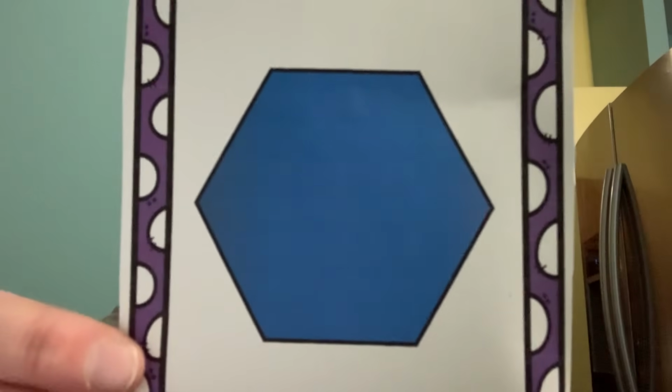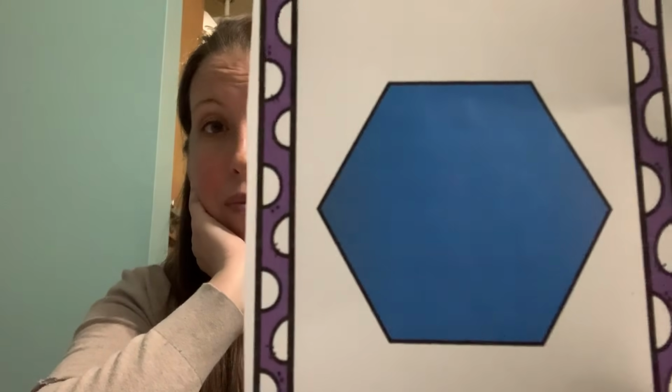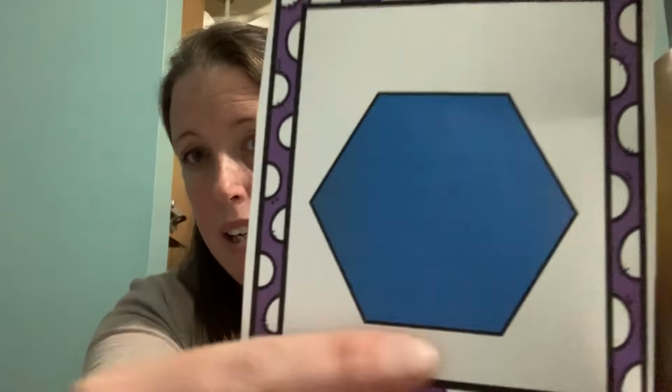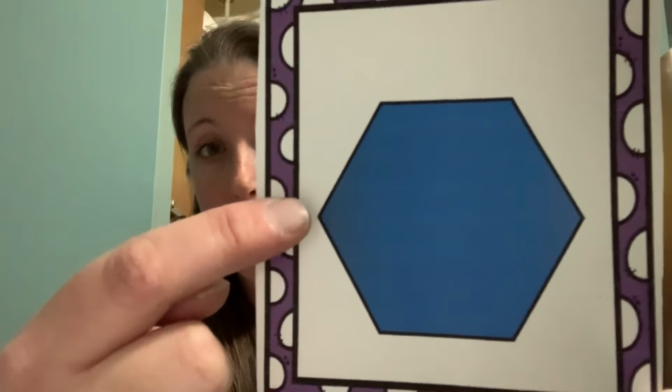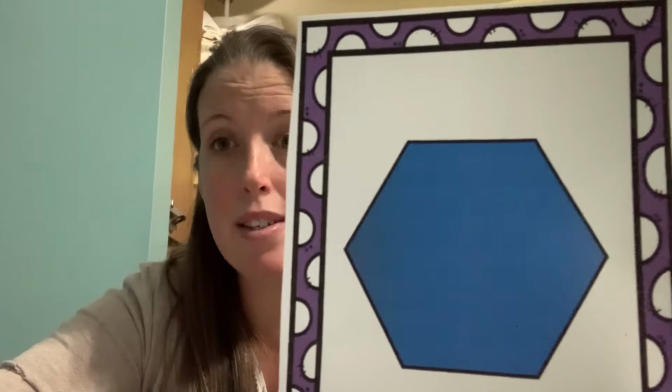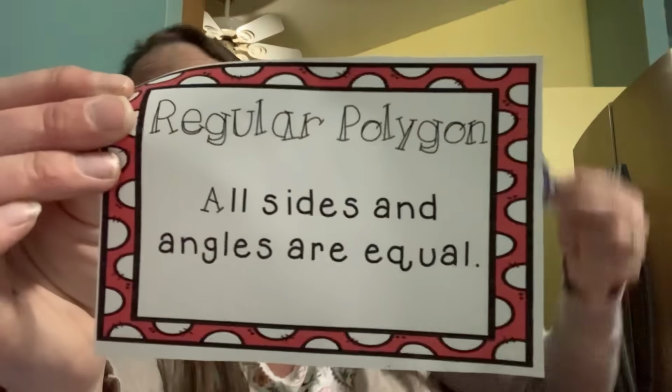What are you thinking? Some of you might even know the name of this polygon. This is called a hexagon because it has 6 sides. And the length of every side seems to be equal. And the angles are equal. So if I have equal size sides and equal size angles, what should I call this? Awesome. A regular polygon.